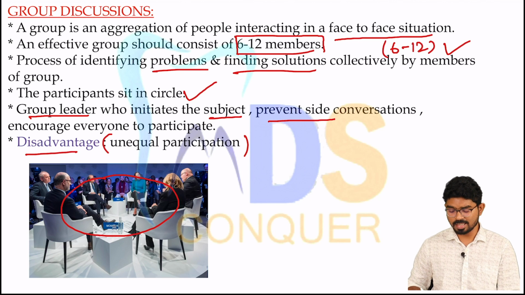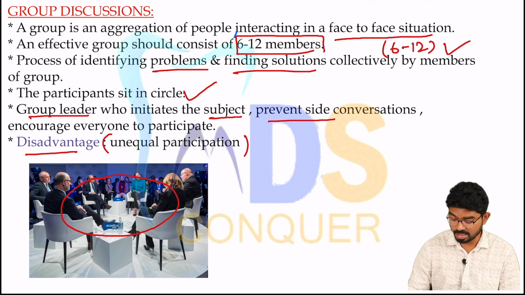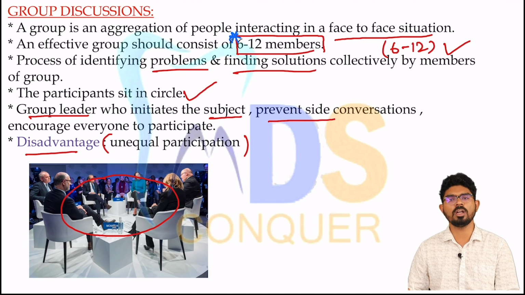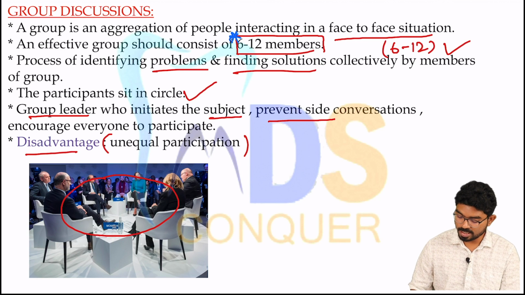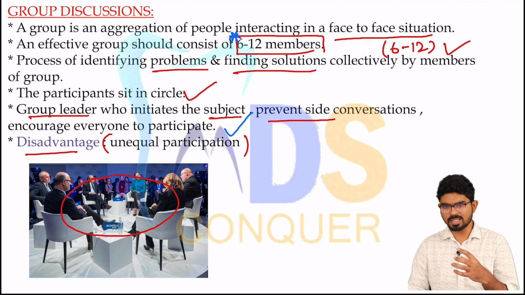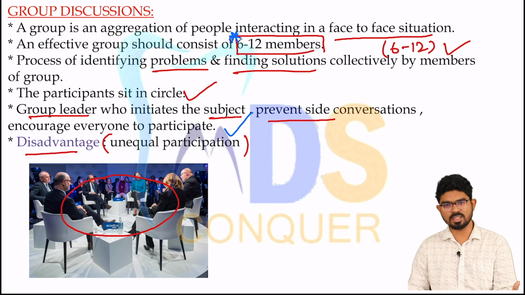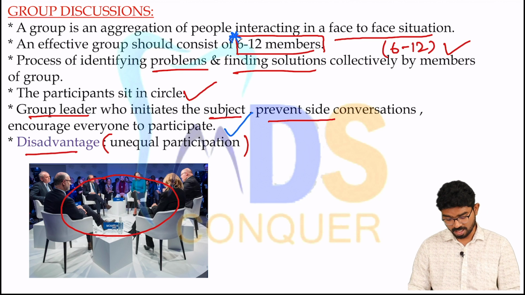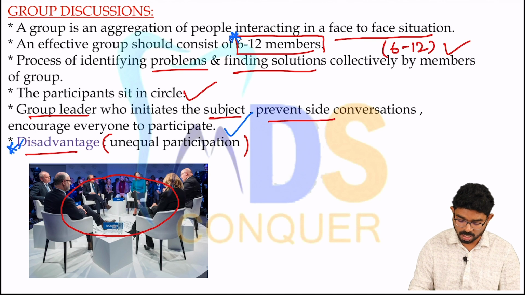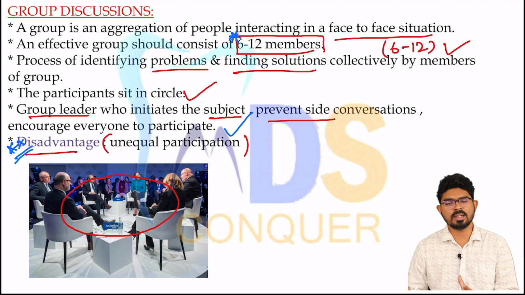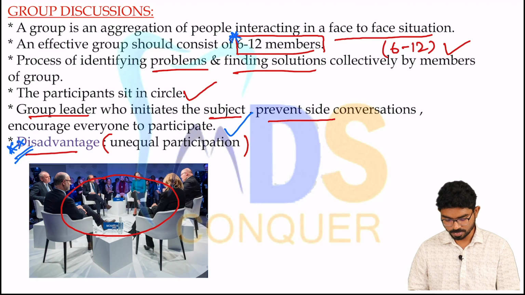The point to be noted is the effective size. The effective size is going to be 6, and it ranges to a maximum of 12. What is the leader going to do? The functions of the leader are to initiate the subject, prevent side conversations among the group mates, and always encourage each and every one to be a part of this. You have to make a note of the disadvantage, as they can ask about the disadvantage related to group discussion.